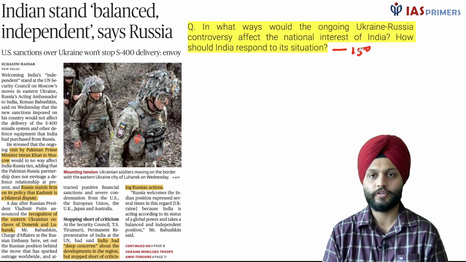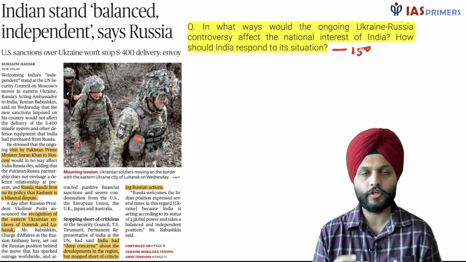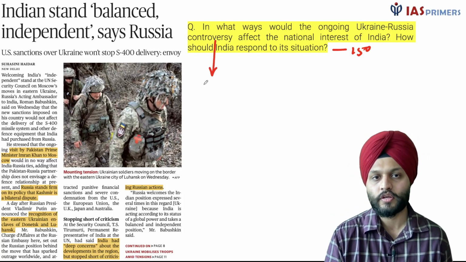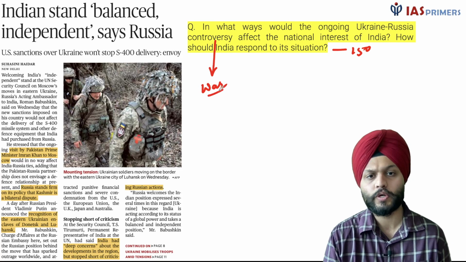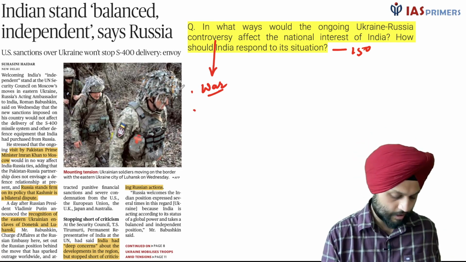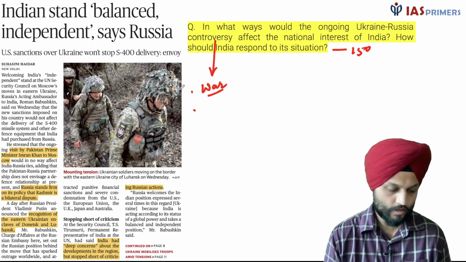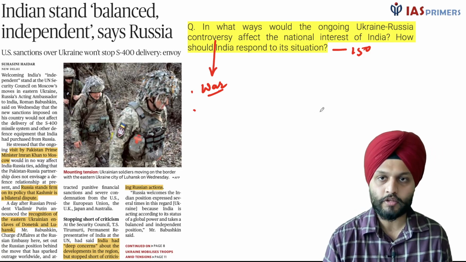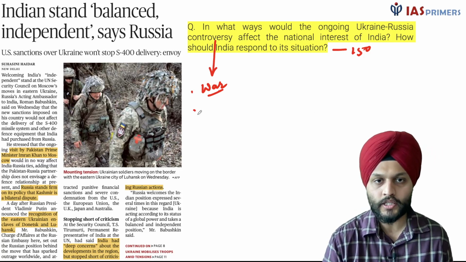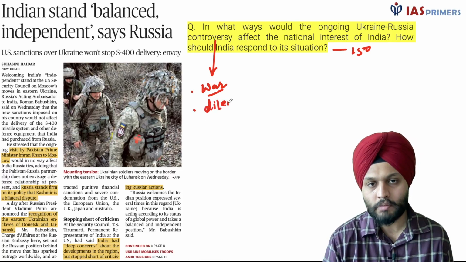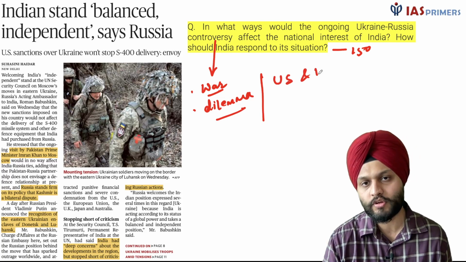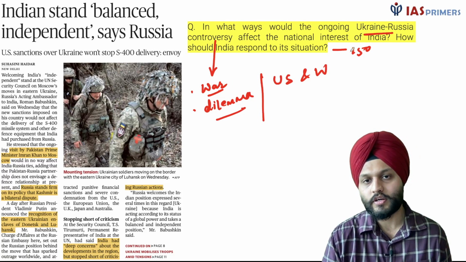So what do you think? Ongoing Ukraine-Russia controversy. You can start briefly by explaining what all has happened. You can give the aspect of war over here, right? You have to write this in one page. So you can introduce the aspect of war. You can introduce the aspect of the dilemma that India has. The dilemma is that we are divided over here with reference to the US and the West, and Russia.